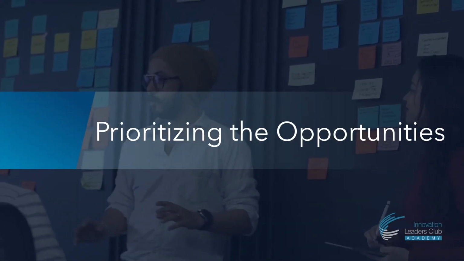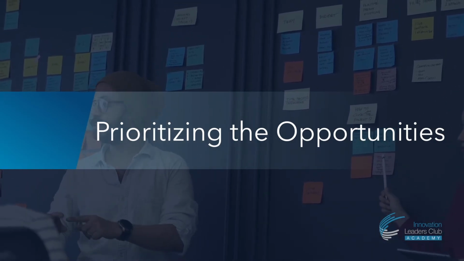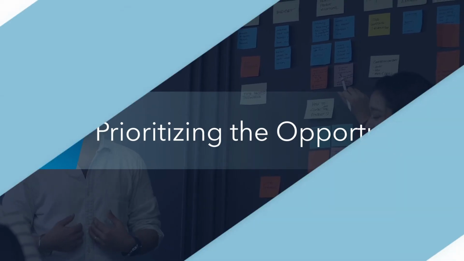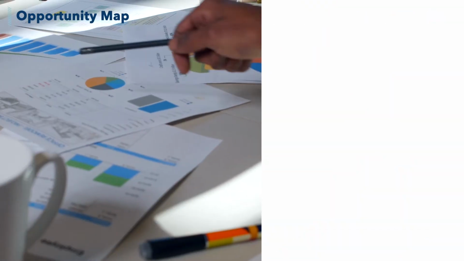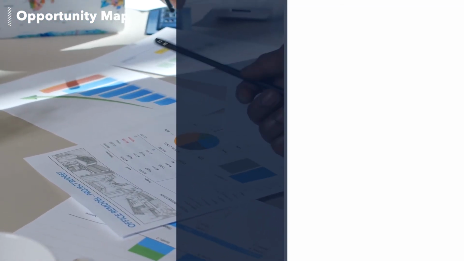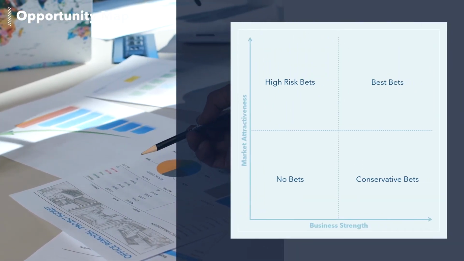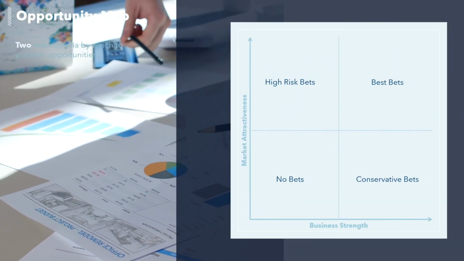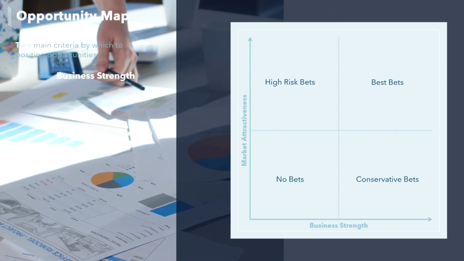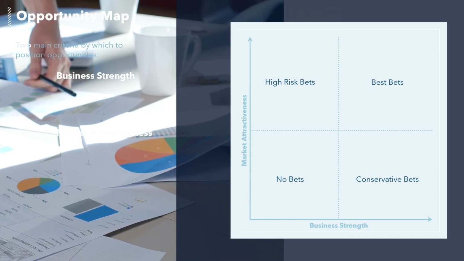Let's prioritize opportunities and identify the best ones to bring out at the Innovation Project Portfolio Review. Once you have defined your opportunities, it will be best to prioritize them so that you better understand where to focus your efforts. A tool to easily prioritize your opportunities is to use an opportunity map with 2 criteria: the business strength and the market attractiveness. This tool is appreciated by many club members.